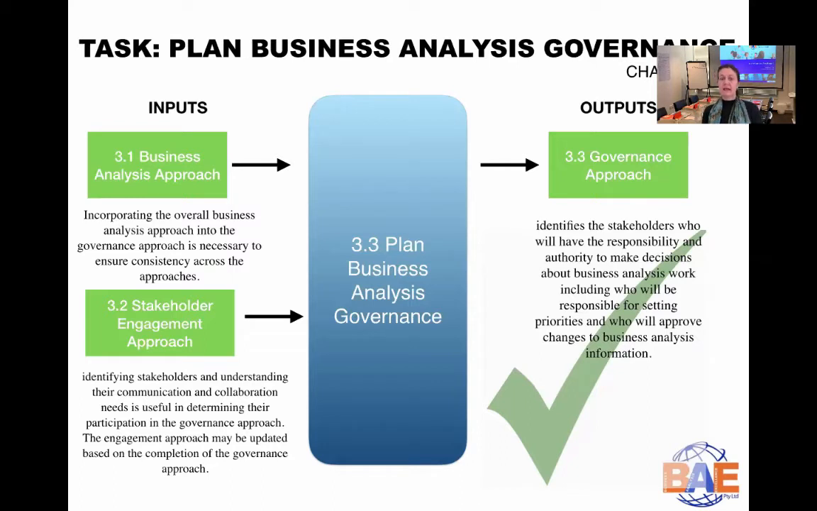And then, of course, the output makes perfect sense. You've got the governance approach as output. It identifies the stakeholders who will have responsibility and authority to make decisions about business analysis work, including who will be responsible for setting priorities, and who will approve changes to the business analysis information. So all of this then comes together beautifully during the governance task.